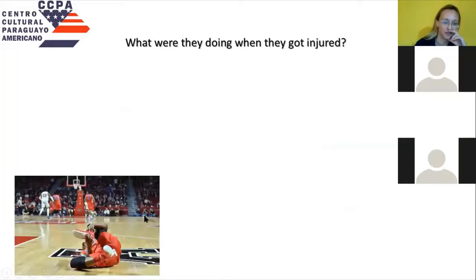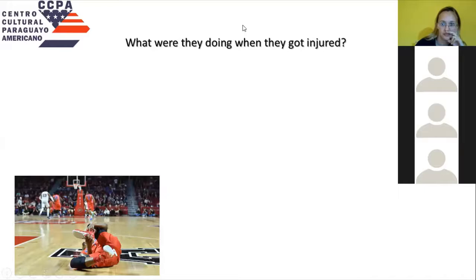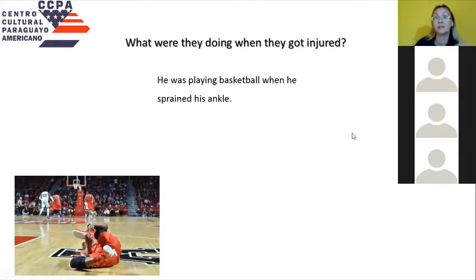In this case, for example, this guy, what were they doing when they got injured? This guy. Can you write in the chat box? He was playing basketball when he sprained his ankle. You know, sprain is esguince. Esguince, I think is in Spanish. Sprain his ankle.